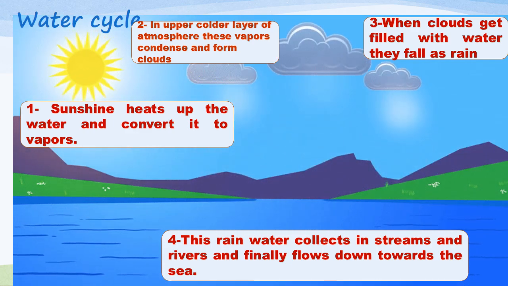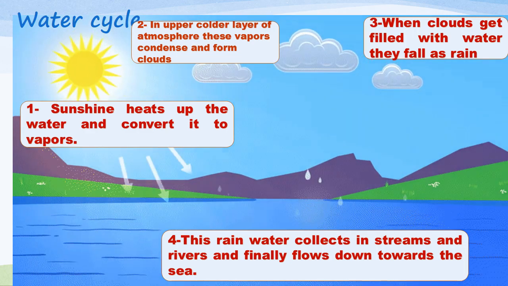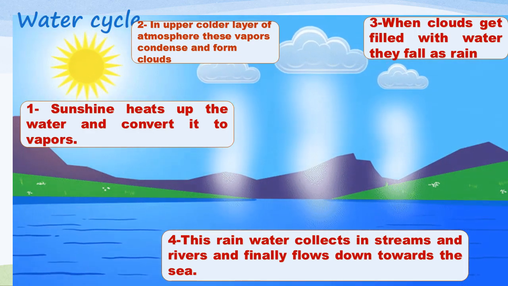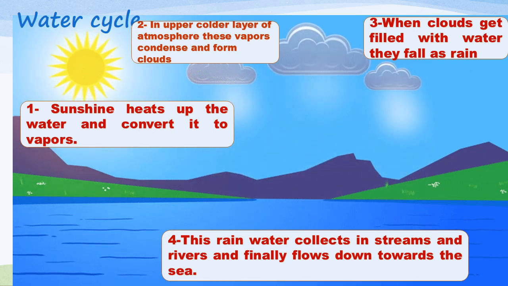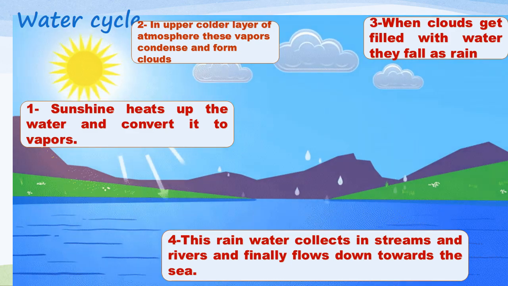Here, the land water is going to the atmosphere by vaporization and it's again coming back to the land by condensation and precipitation. Because this is a cyclic pathway, that's why we call it the water cycle.